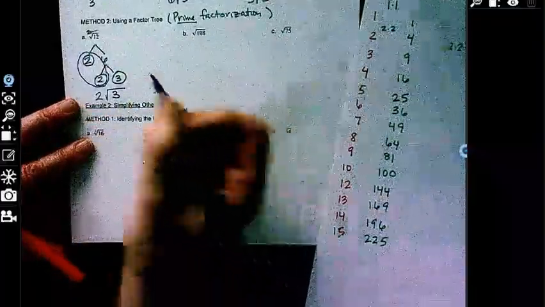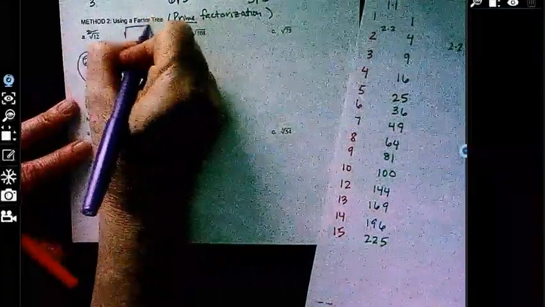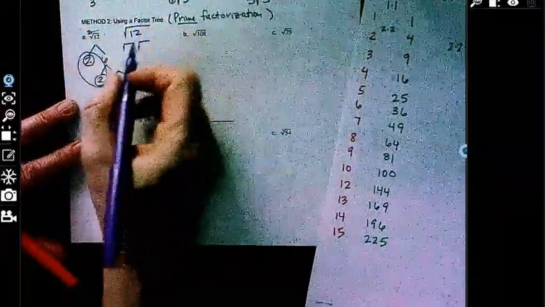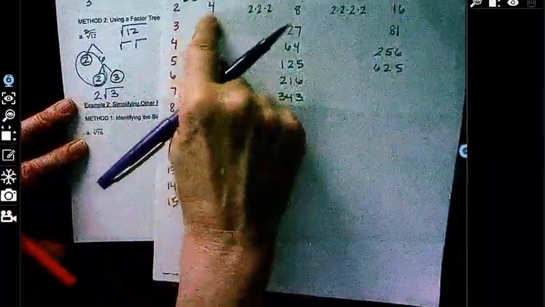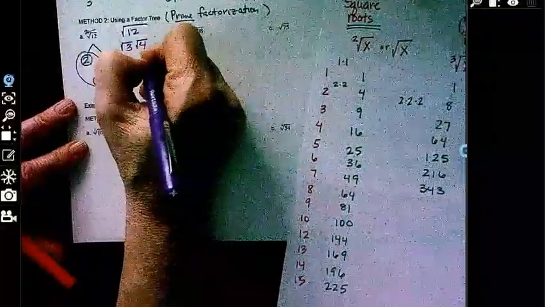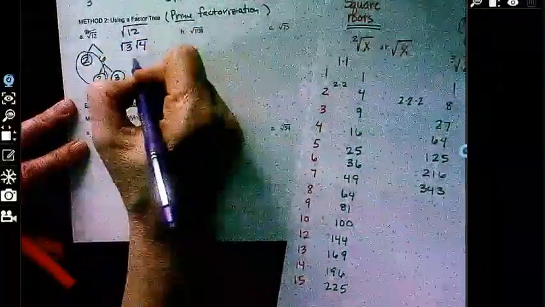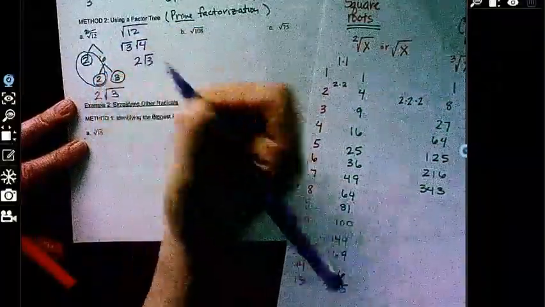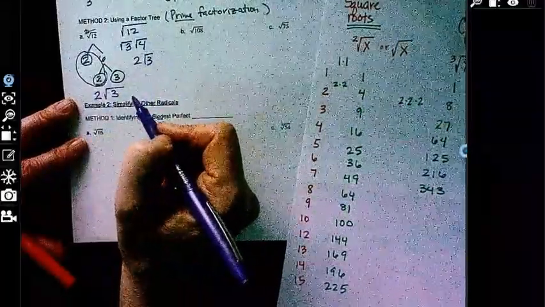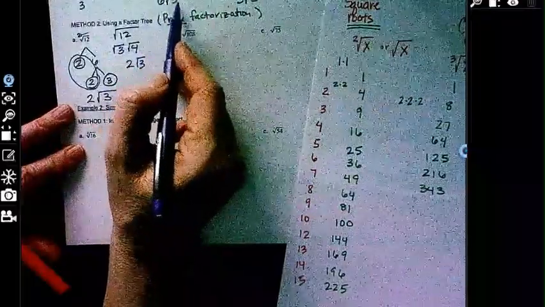Now, if we did radical 12 the other way that I did up here, we would say, okay, what are the factors of 12? Is there a factor of 12 that is a perfect square? Yes, 4. So 3 times 4. I can take that perfect square root, so it's 2 radical 3. So you see, you get to the same place either way you like.